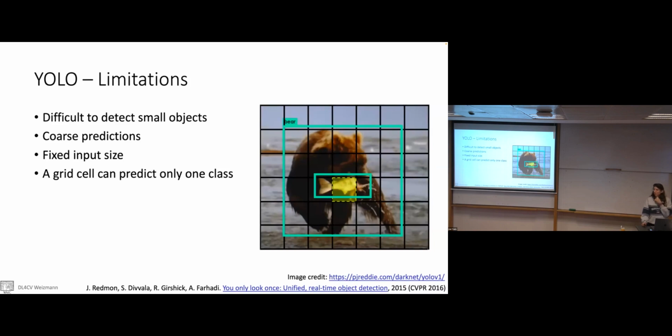So basically, the bear prediction eats the salmon prediction. Hmm? The bear prediction eats the salmon prediction. Yeah, maybe.